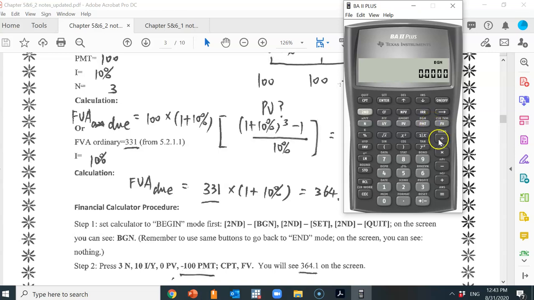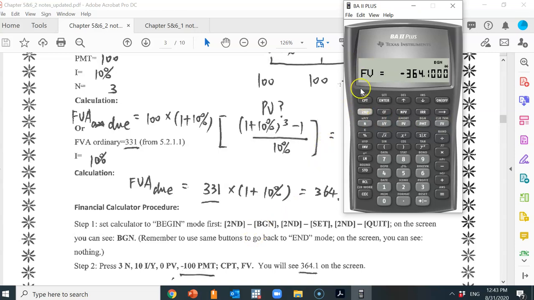So for this question, we still have 3 as N, 10 as I, 0 as present value, 100 as payment, compute for FV. Now you see 364.1. The payment you input here is 100, but it's in begin mode, so it's $100 at the beginning of 3 years is worth 364.1 after 3 years.